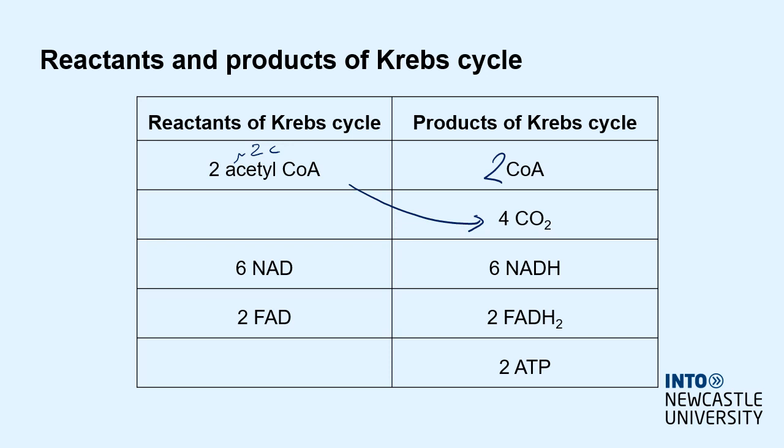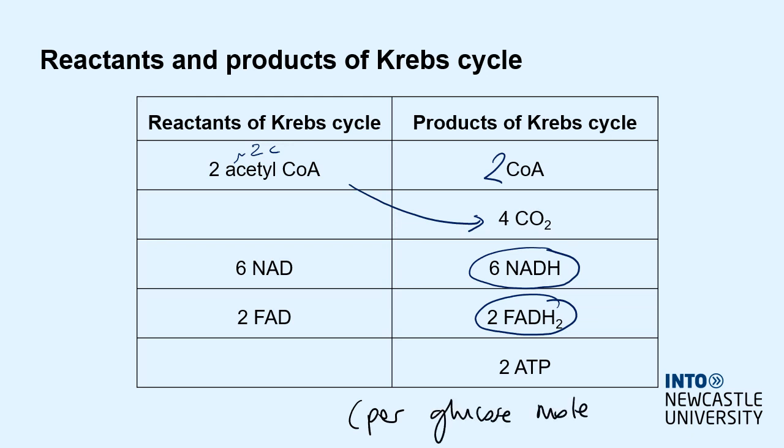Remember, coenzymes are needed for reactions to occur, but just like an enzyme, they're not used up in the reaction. We will also produce 6 molecules of reduced NAD and 2 molecules of reduced FAD. And remember, this is per glucose molecule to begin with from right at the beginning. And we also produce 2 molecules of ATP directly, and this is the substrate level phosphorylation.